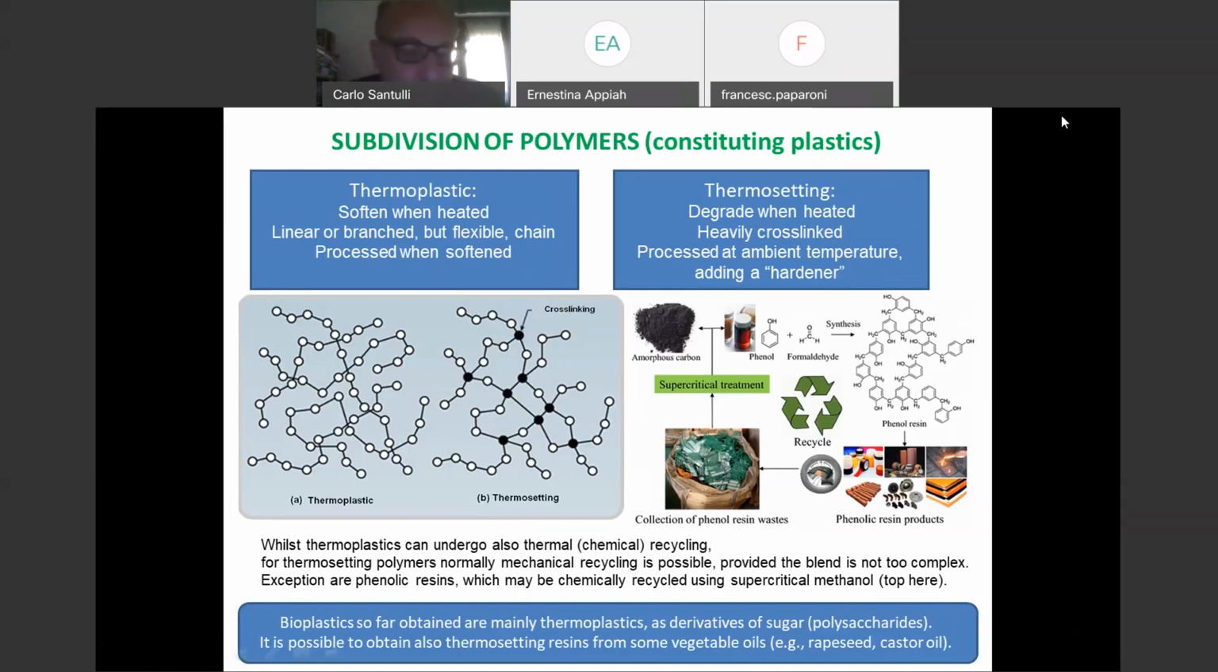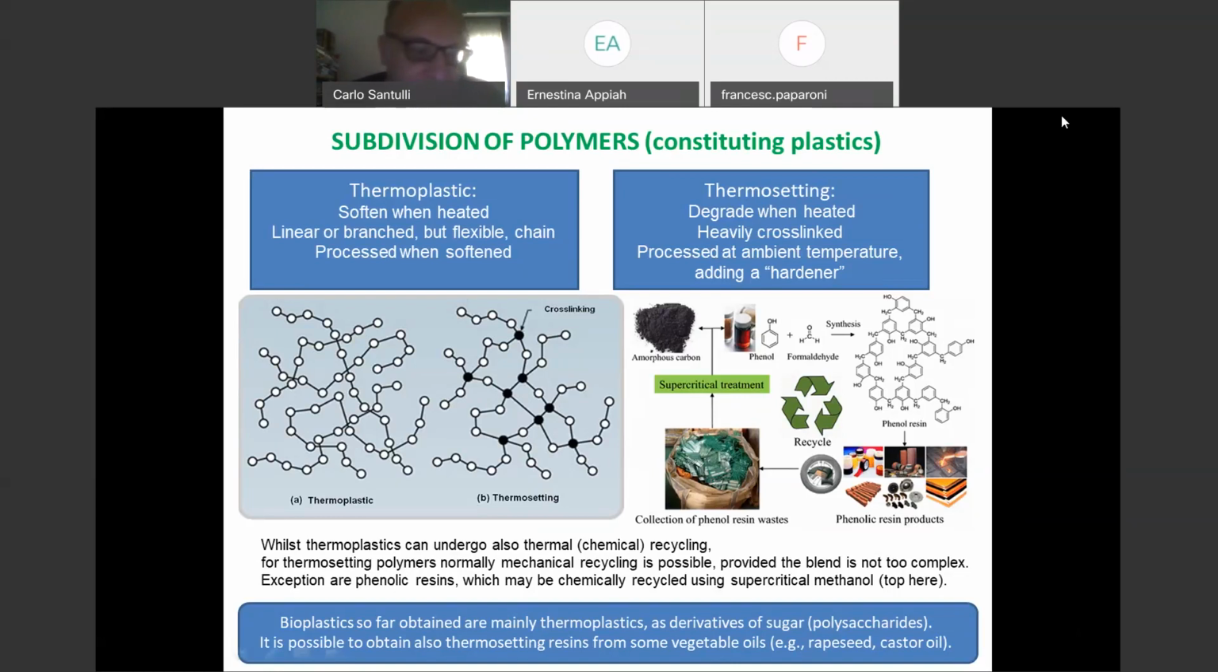Bioplastics, I don't want to talk about bioplastics today because, as you can see, the subjects are already quite articulated, more than complicated, I would say. Bioplastics which are developed at the moment are obtained mainly from polysaccharides, from derivatives of sugars. There are also bioplastics obtained from proteins, but mainly from polysaccharides, I would say.